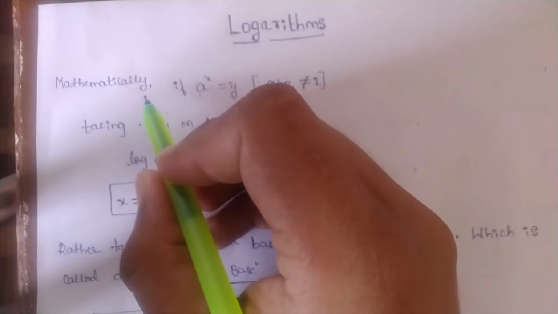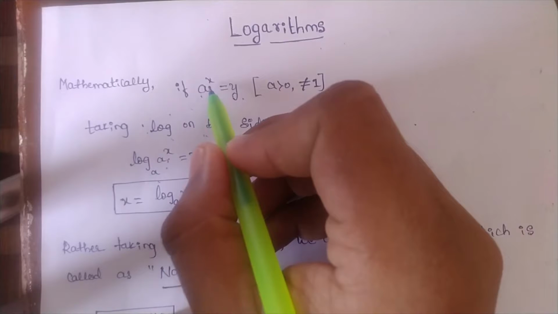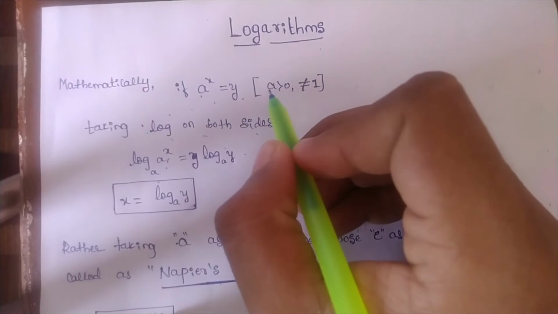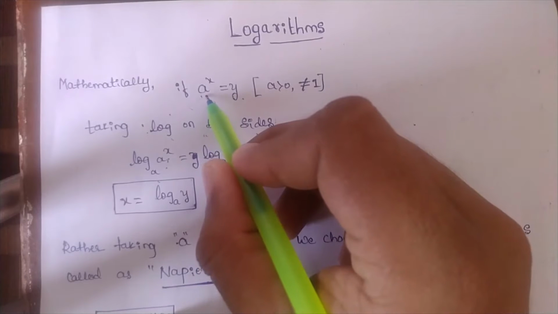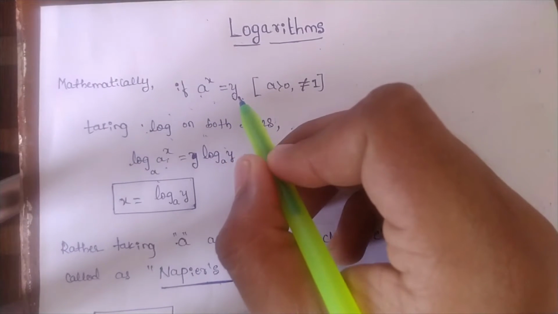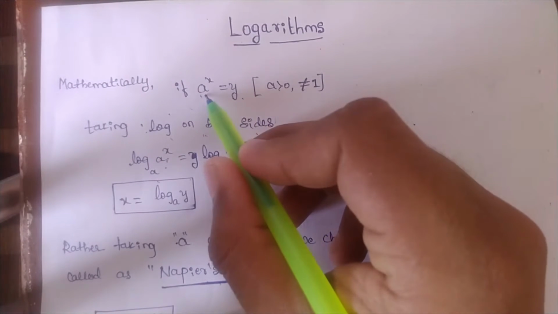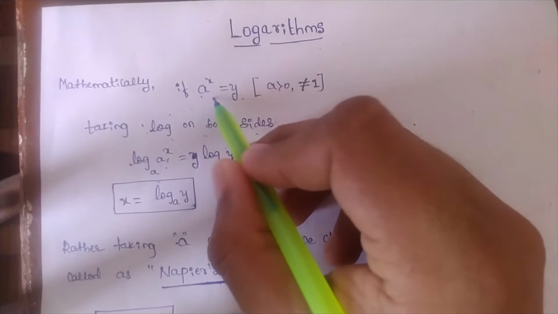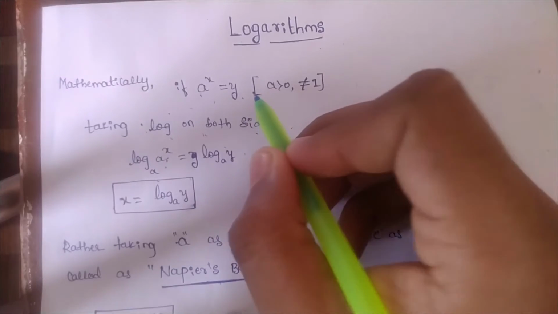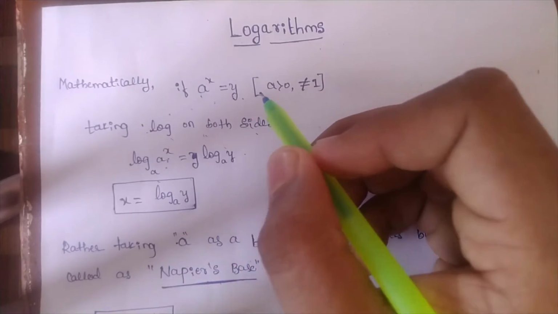So consider a mathematical equation a^x = y, where a must be greater than 0 and not equal to 1. If a equals 0, then y equals 0. If a equals 1, then y equals 1. There is no question of logarithms.